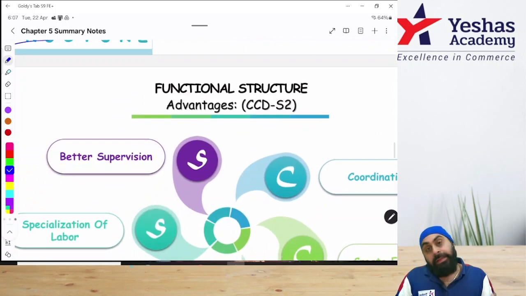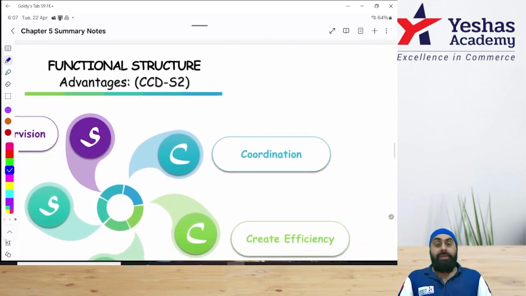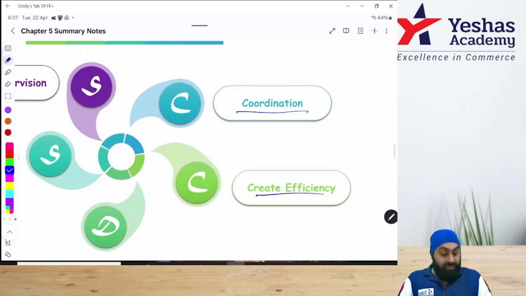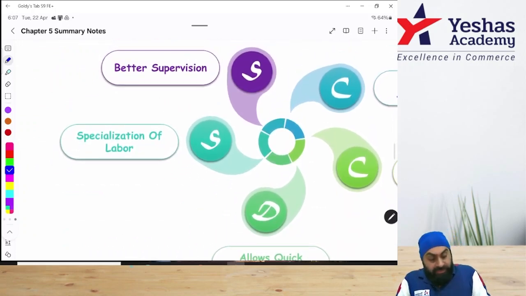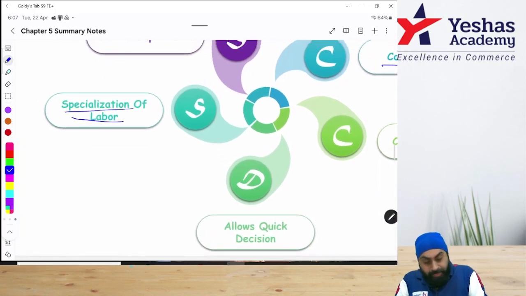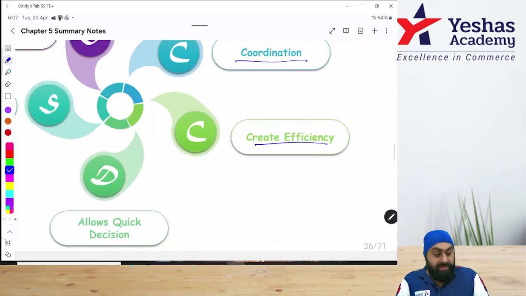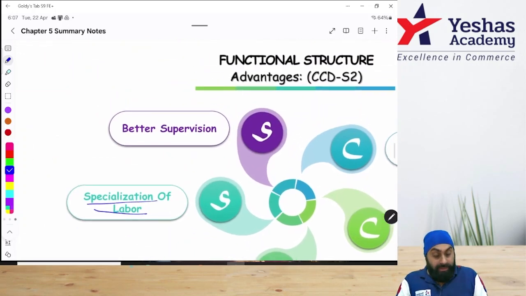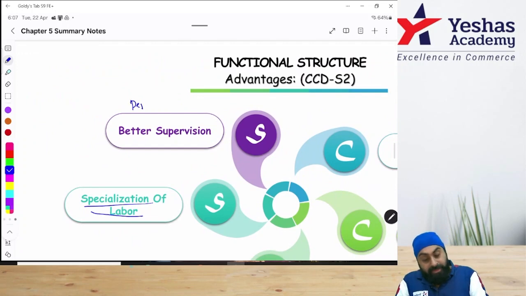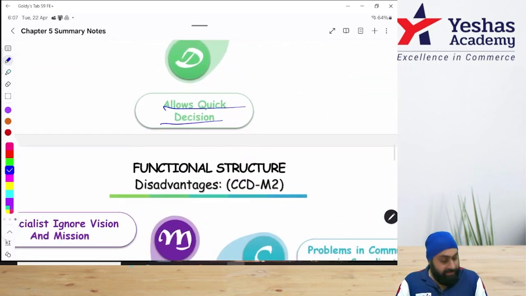Next, let's work on the advantages of functional managers. First, they are very good at coordination, because they can coordinate with a lot of employees. Everybody can work together as a team. They can create efficiency, because there is division of work and there will be specialization. If there is specialization, there is efficiency. If there is efficiency, it will help us take quick decisions. And since there are departmental heads for everything, there will be better supervision. As simple as that.